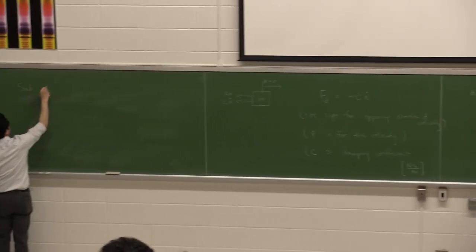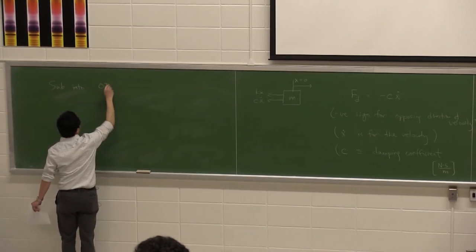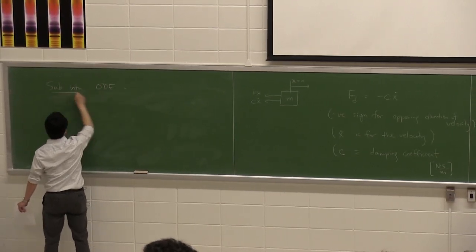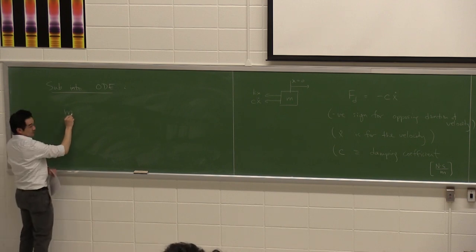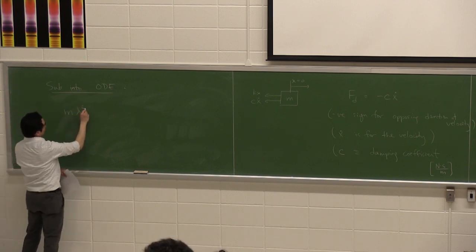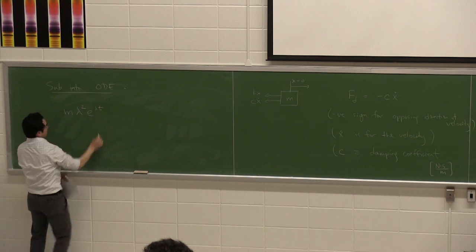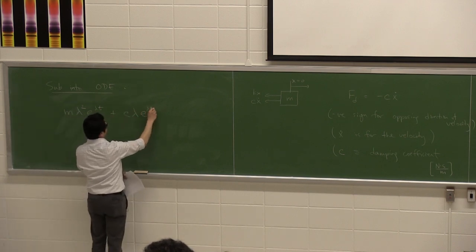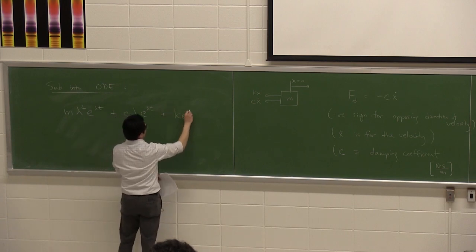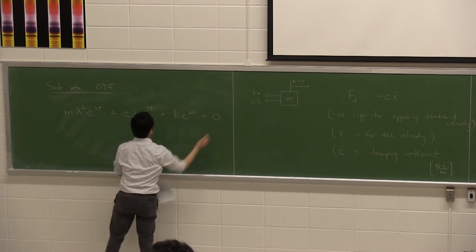So substitute into the ODE, and you're going to get the following. It's going to be an m lambda squared e to the lambda t plus c lambda e to the lambda t plus k e to the lambda t is equal to 0.